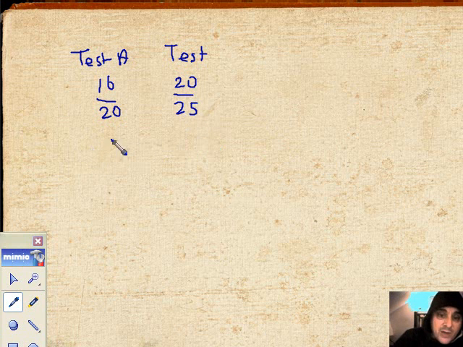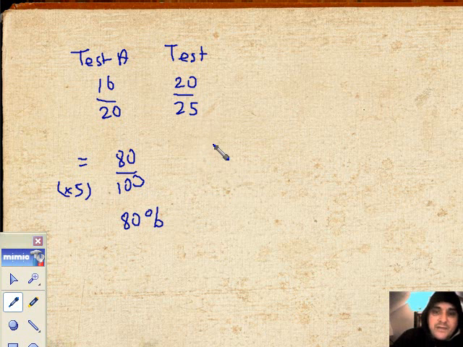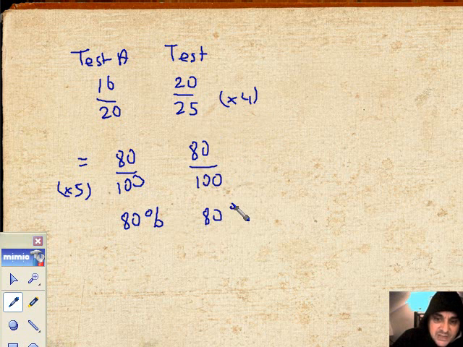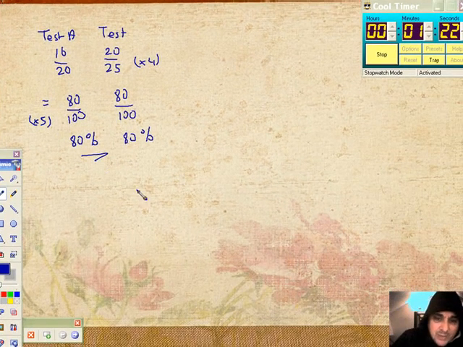Well, straight away I can convert this into a percentage. Multiply both bits by 5. So 16 out of 20 is 80 out of 100, in other words, 80%. And for this one, I'm just going to multiply by 4. That will get everything out of 100 for me. So that's 80 out of 100, and that's 80%. And in which test did he do better? He did equally well in both. Let's just check I got it right. That's correct actually, isn't it? Did equally well in both.